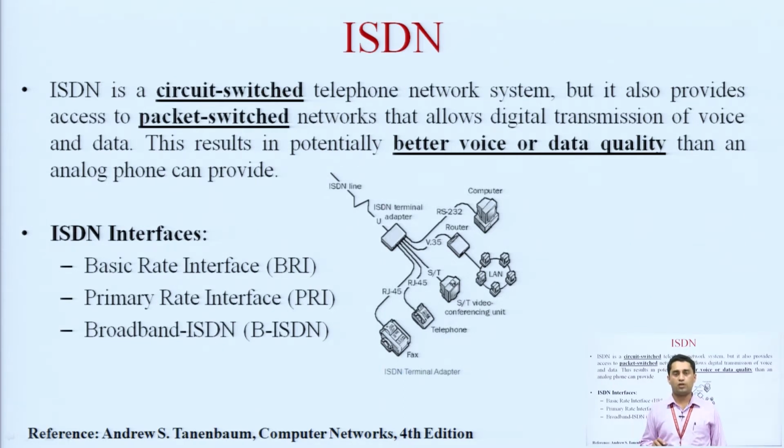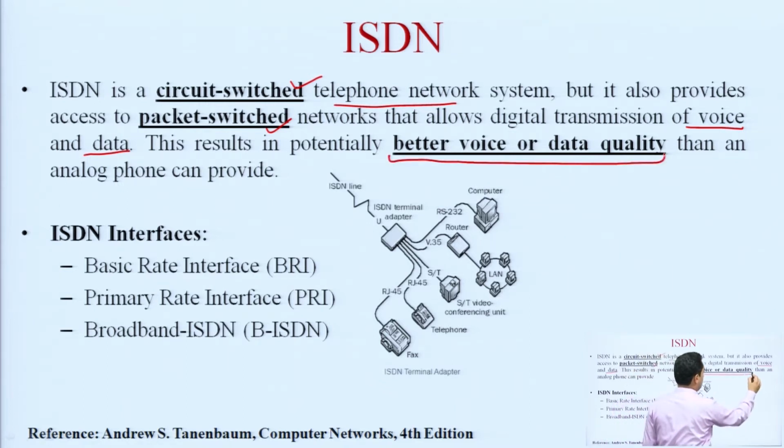But in packet switching, the chunk of data is made into packets, and all the packets are of equal size. Each and every packet carries the source and destination address, and we send the data in the packet switching manner. So, ISDN supports both circuit switching, as in the telephone network system, as well as packet switching, to send the data as well as the voice. It is clearly mentioned that there is digital transmission of voice and data. This obviously results in better voice and data quality.